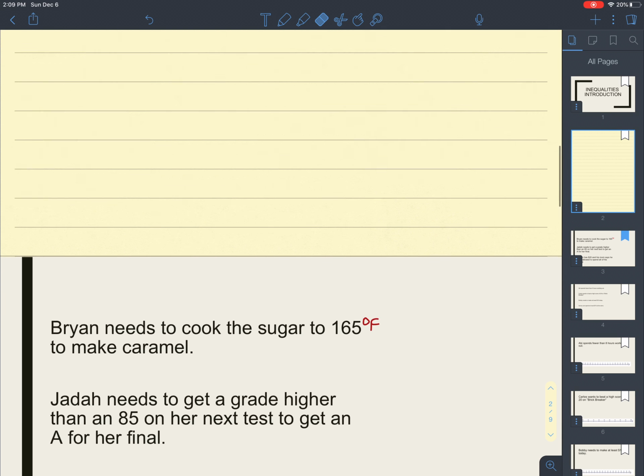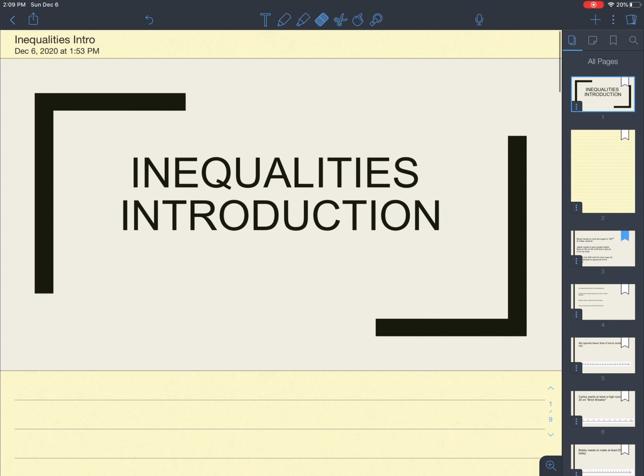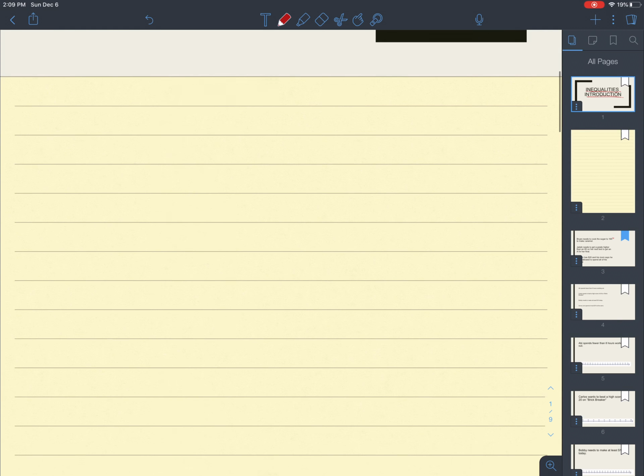Today we are talking about inequalities. So we are starting off with an introduction and we'll do some notes today. Right now, these are not part of your notes. I'll tell you when you can start copying down.